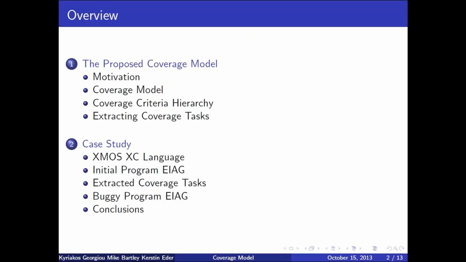So this is the overview of my presentation. It's split into two parts. The first part is proposing a coverage model, and the second one is a case study to evaluate it.